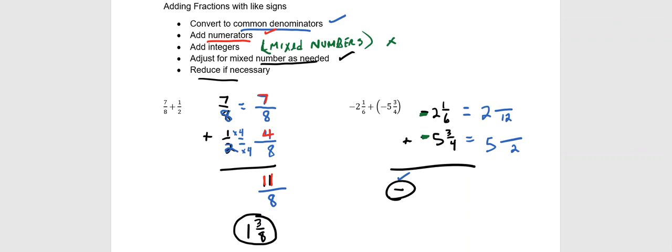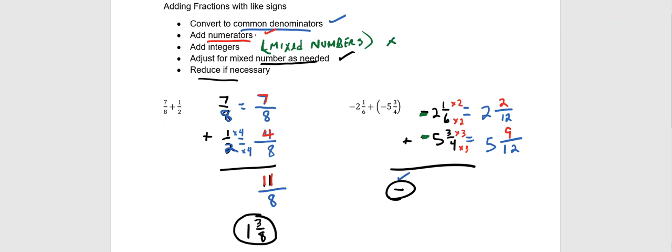So I'll need to now ask myself, 6 times what is 12? 6 times 2 is 12. So 1 times 2 will give me a 2 for that numerator. So 2 1/6 is equivalent to 2 and 2/12. I'll do the same for the other fraction. 4 times what is 12? 4 times 3 is 12. So to keep this equivalent, 3 times 3, 3/4 will turn into 9/12. So we converted to our common denominators.